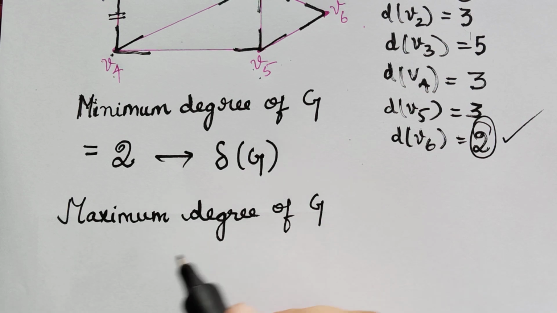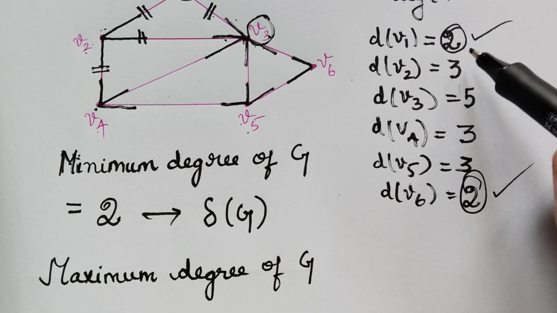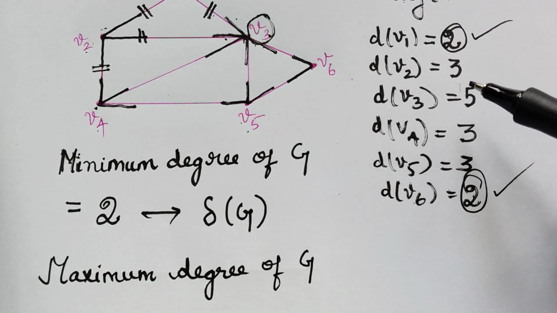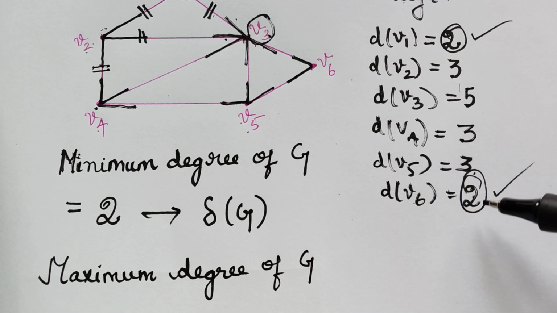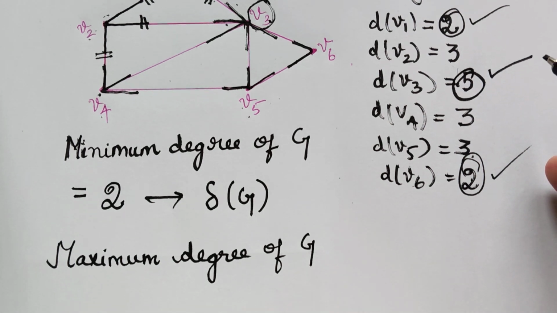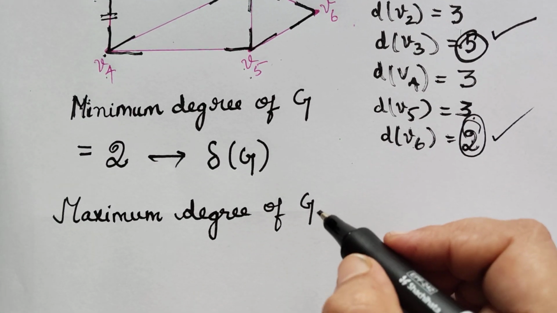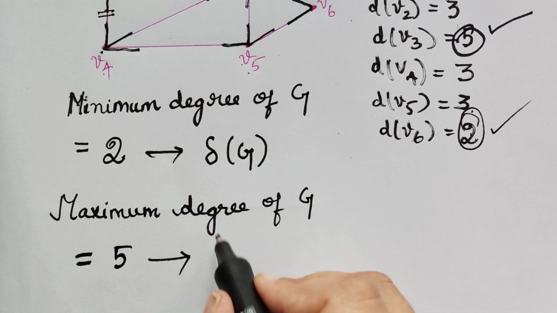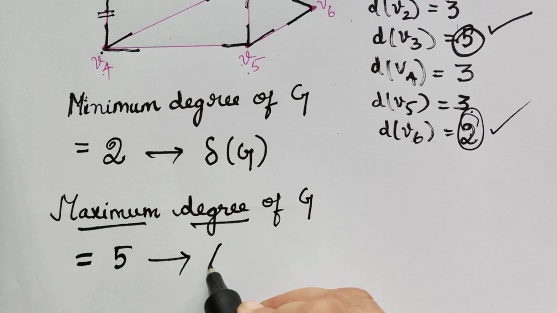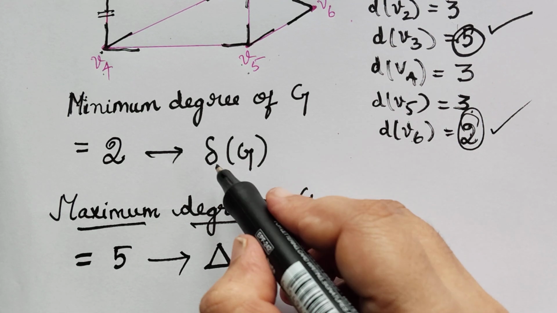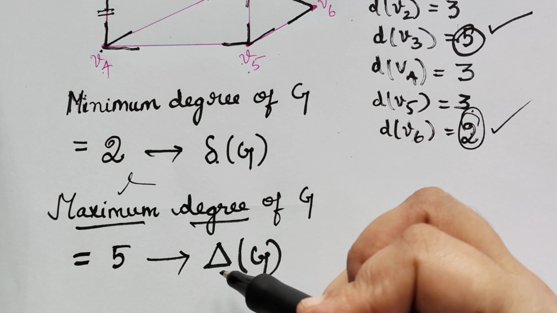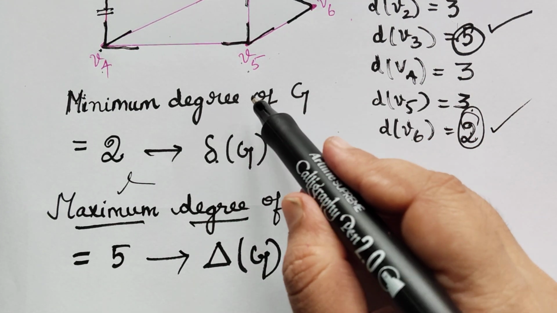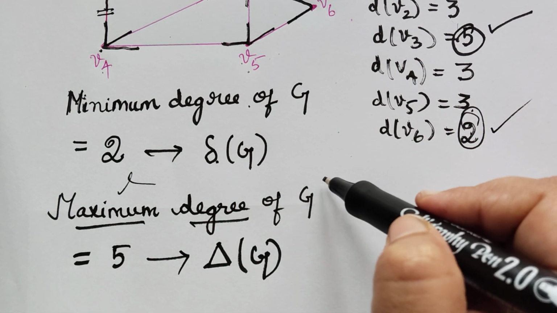And what about the maximum degree of the graph G? It is the maximum value of all these values. For all the vertices of the graph, we found the degree. We should choose which value is maximum. So this value is the maximum value, and therefore the maximum degree of the graph G is equal to 5. And how is it represented? The maximum degree is represented as capital delta of G. So small delta represents the minimum, and capital delta represents the maximum degree of G. This is how we find the minimum degree and maximum degree of a graph G.